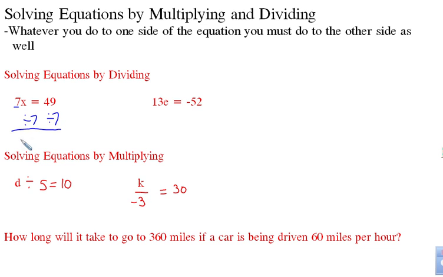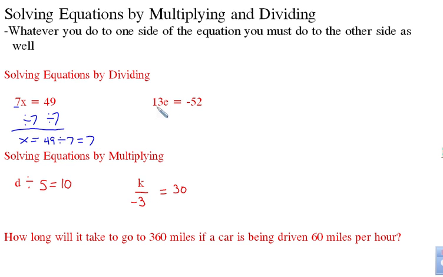And when we do that, we get 7 divided by 7. That's just going to be 1. You don't need to put the 1 in front of the x because it's assumed that it's 1. 1 times the x. And then you've got 49 divided by 7, which is just going to be equal to 7.